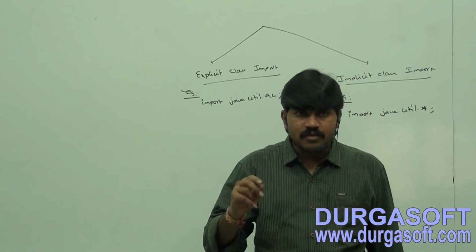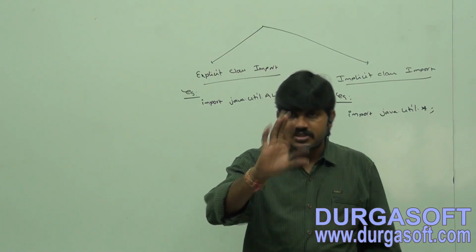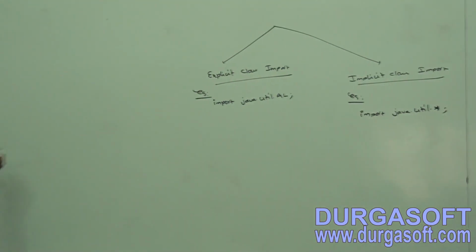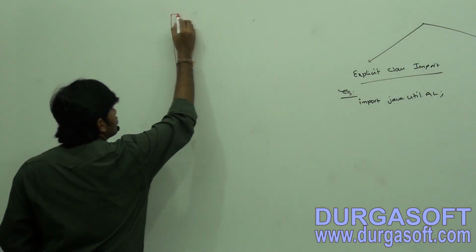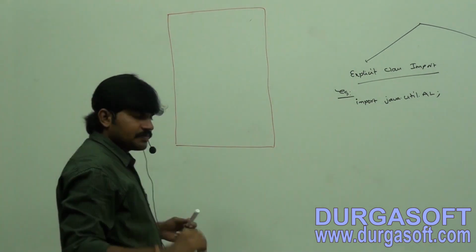What is the problem with the implicit import? What is the advantage of explicit? Just observe this example well. Here I have one program. This is my Java program. I have a big program.